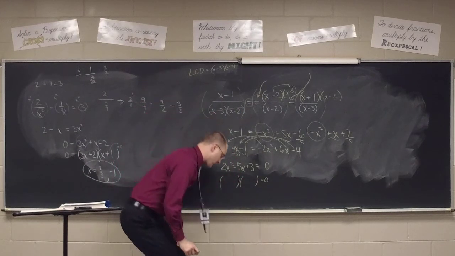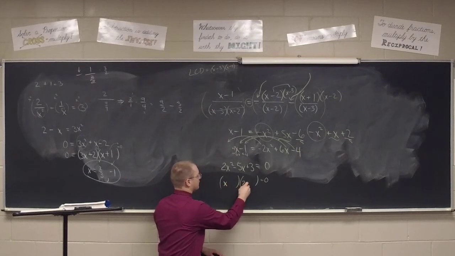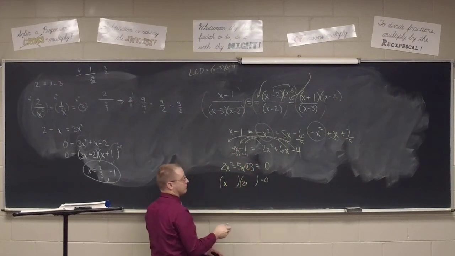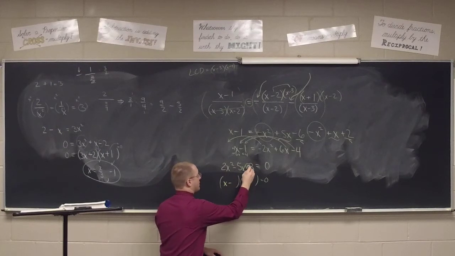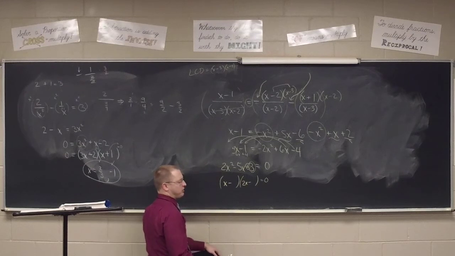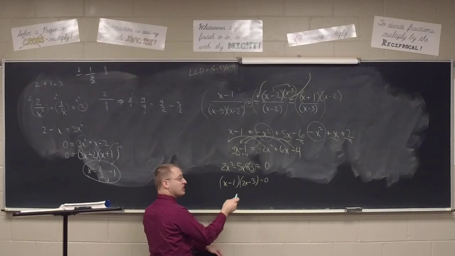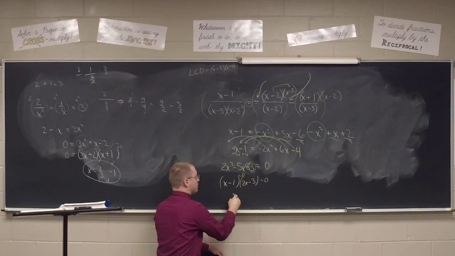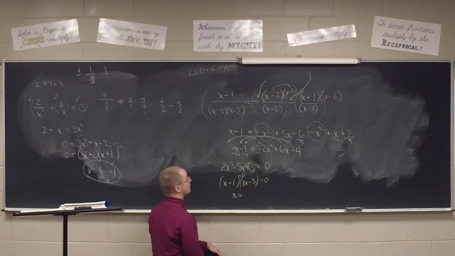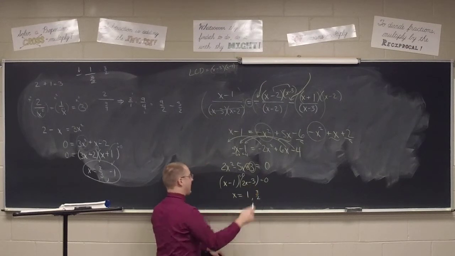The 2x squared, class, they're 2x, positive sign, of course. Both negative. And the only way to split up a 3 is 1 and 3. 1 and 3 or 3 and 1? Which one? 1 and 3. Outer, inner, yes. So, set them both to 0. What are my 2 possible answers for x? 1 and 3 halves.